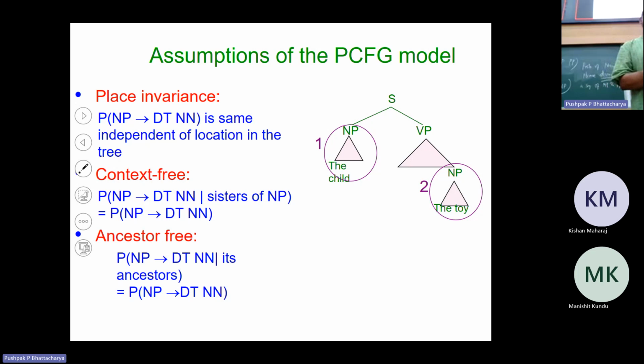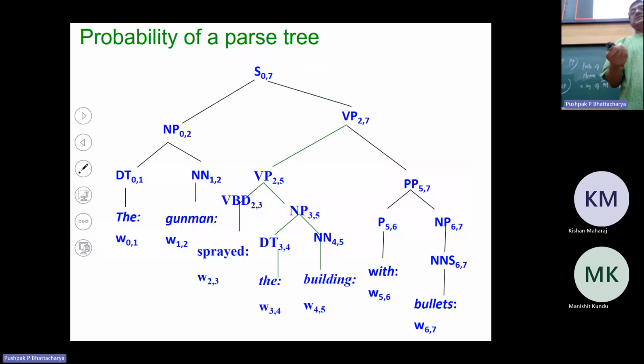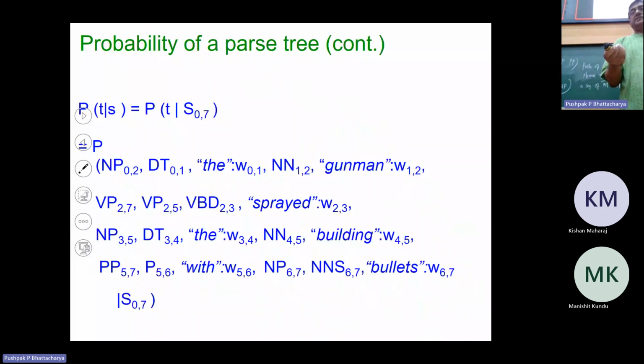The context freeness and ancestor freeness assumption translates to n-gram assumption. Bigram, trigram, okay? This essentially means n-gram assumption. So if we have these assumptions, context freeness and ancestor freeness, then the computation of the probability of a tree is quite possible now. So the probability of the whole parse tree is nothing but the probability of all the non-terminals and terminals appearing jointly.